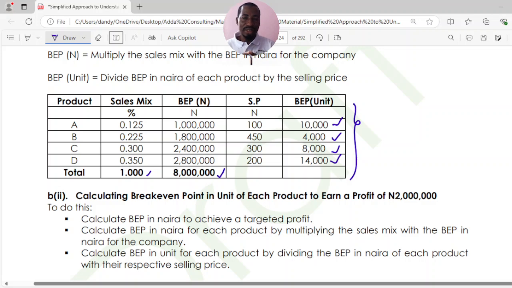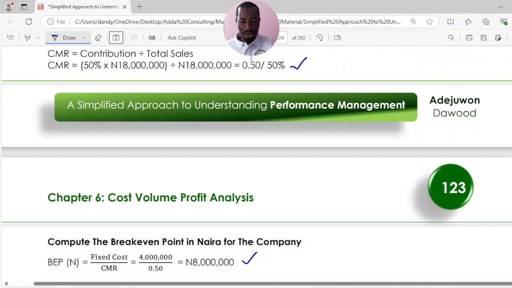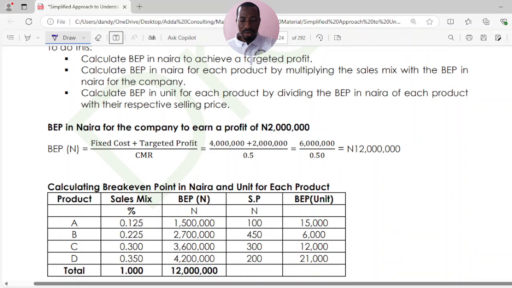No matter how big the question is, it's the same procedure. However, in the B part of the question, the examiner mentioned that you are required to calculate the break-even point to earn a profit of 2 million naira. Therefore, you want to earn a targeted profit of 2 million naira. You need to calculate your overall contribution margin ratio. Your overall contribution margin ratio will still be the same thing. It's not changing.